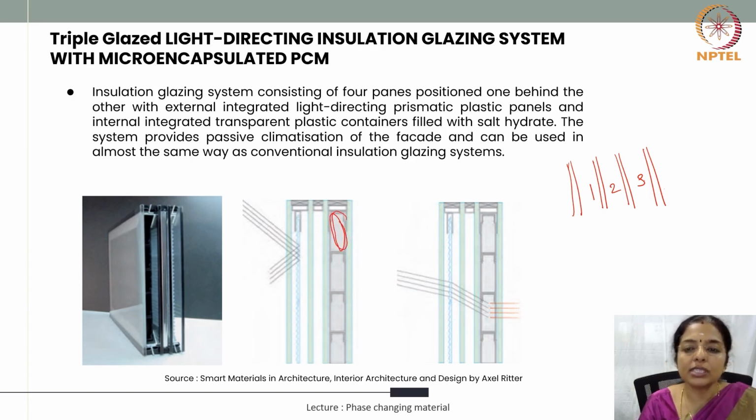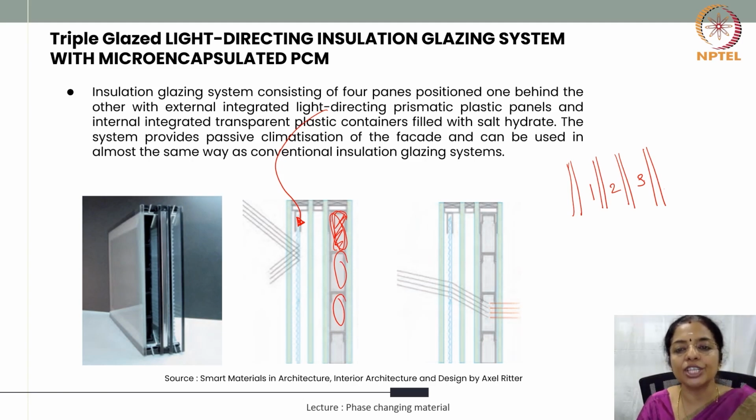The one on the outside has a light directing prismatic plastic panel, which we saw in the previous few slides, which I said behaves like a Fresnel lens. And this internal integrated transparent plastic container has the PCM integrated in it. This system provides passive climatization of the facade and can be used in almost the same way as the conventional insulation glazing system.